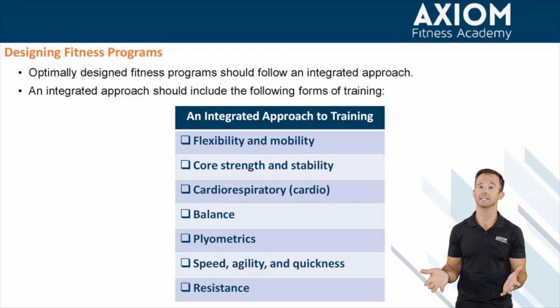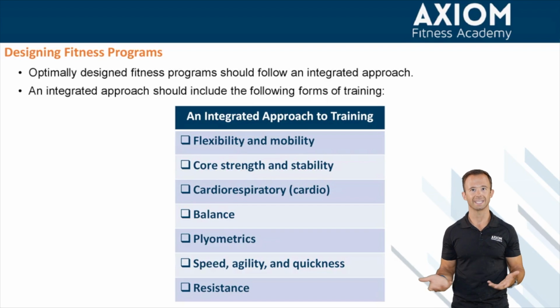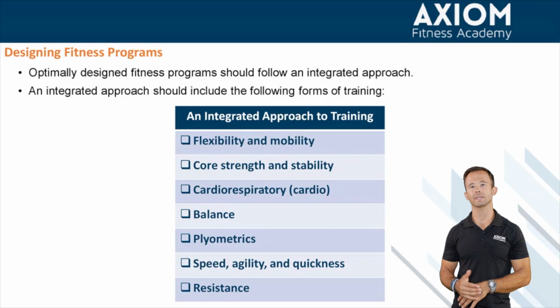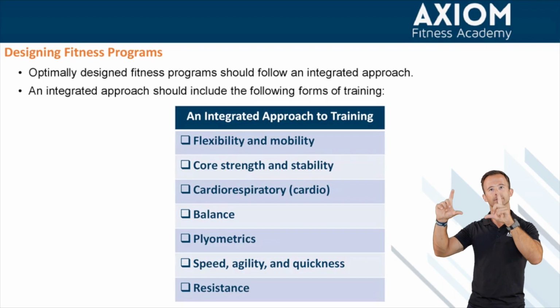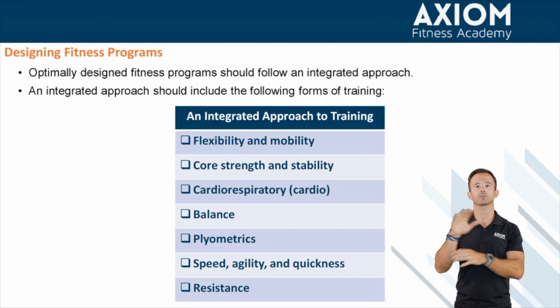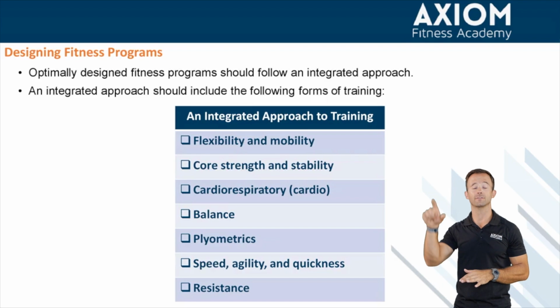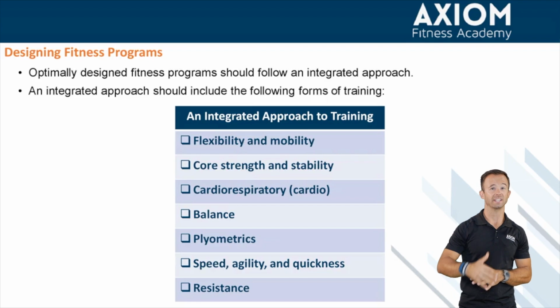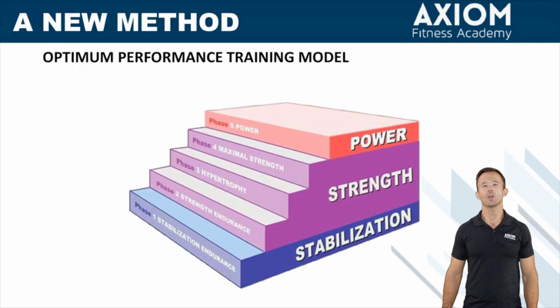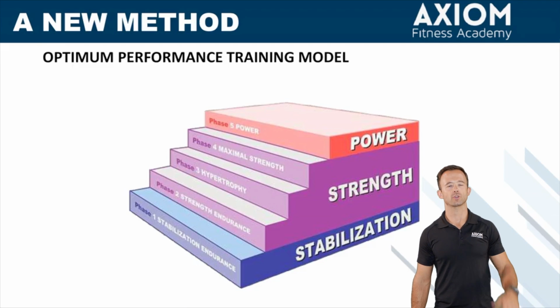Not every single client is going to use all of them, especially in equal amounts, but just knowing that we can still take this overall structure and frame of the OPT model and apply it across the board to make sure that we really are hitting these different aspects of their health, their fitness, and for some people, their athleticism. So the OPT model, the optimum performance training model.